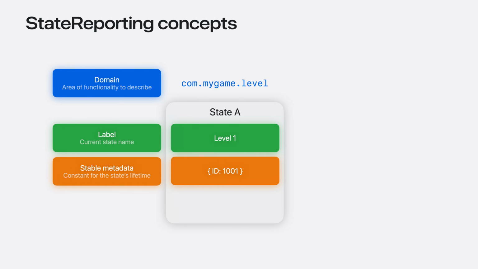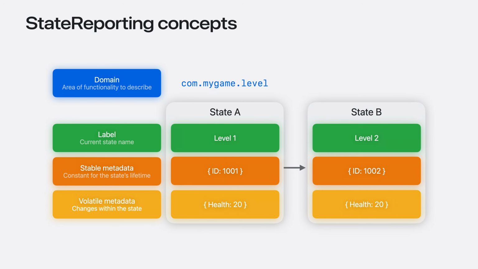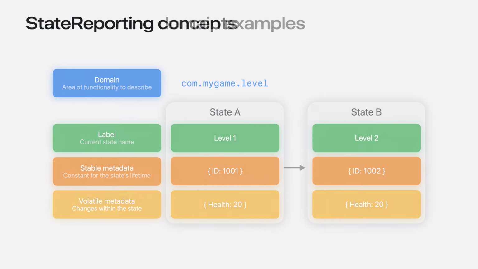It can also include optional stable metadata. This is an immutable dictionary that includes any kind of serializable info about the current state, in addition to the label. Each state can also include volatile metadata. As the name suggests, you use it for values that can change within a state, like the health of the player. As the player progresses through the game, you can transition between states with different label and metadata. For example, transition from level 1 to level 2 when the player advances to the next level.